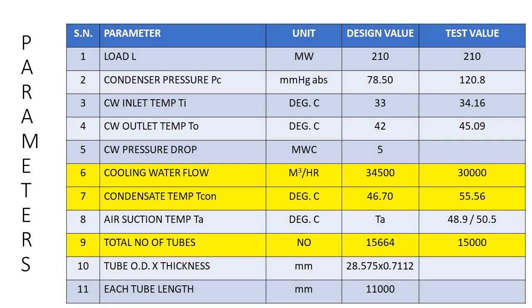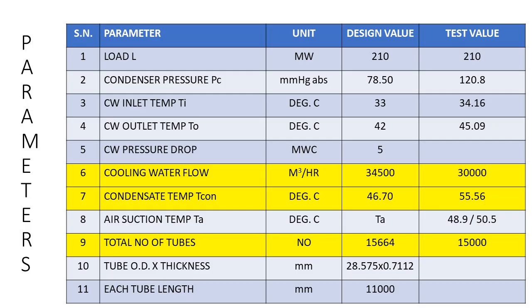The length, OD, and thickness of the tube are also given. If I make a spreadsheet, I can have the parameters, unit, design value, and the test value. It's a 210 megawatt unit where the design value of condenser pressure is different from the test value when we actually test the condenser. The test value of condenser pressure is 120.8 millimeters of Hg absolute. CW inlet temperature was designed for 33, but it was 34.16. CW outlet temperature was 45.09 in the test.